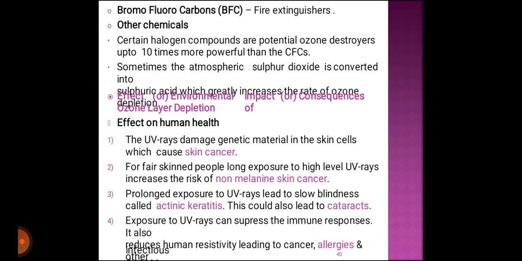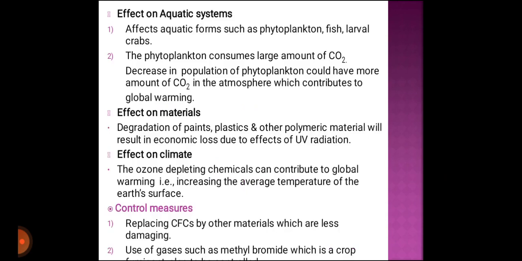Then the effect on aquatic systems. It affects aquatic forms such as phytoplankton, fish, larvae, and crabs. Phytoplankton consume a large amount of carbon dioxide. A decreasing population of phytoplankton could leave more carbon dioxide in the atmosphere, which contributes to global warming. Then the effects on materials: degradation of paint, plastics and other polymeric materials will result in economic loss due to the effects of UV radiation.